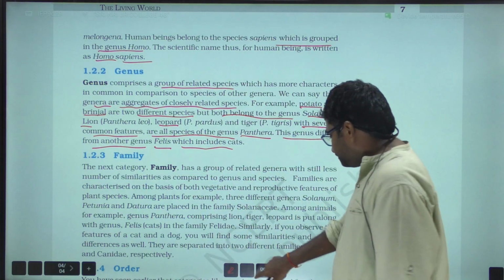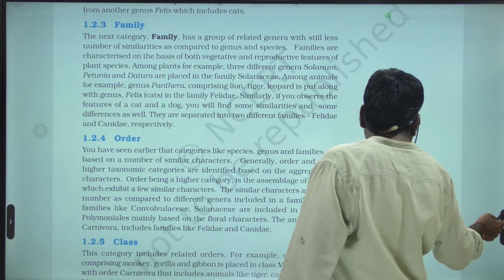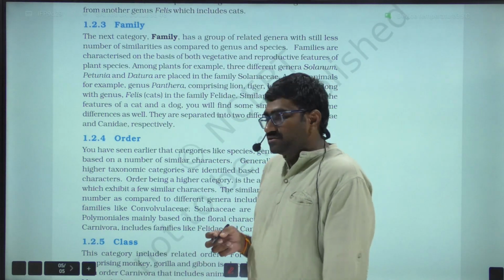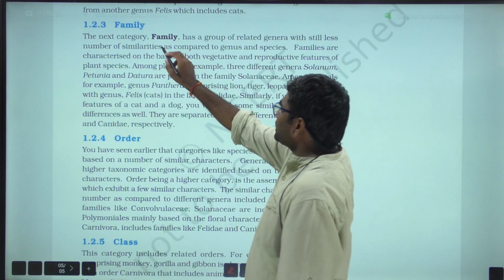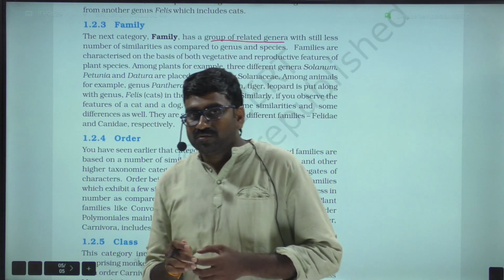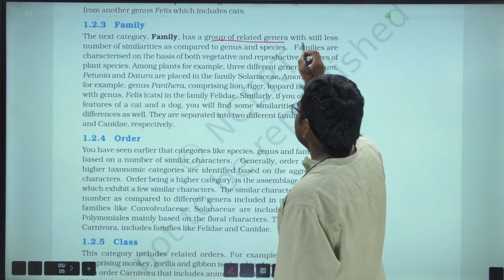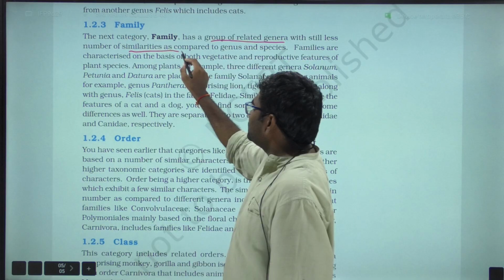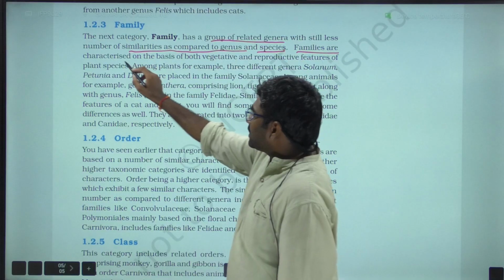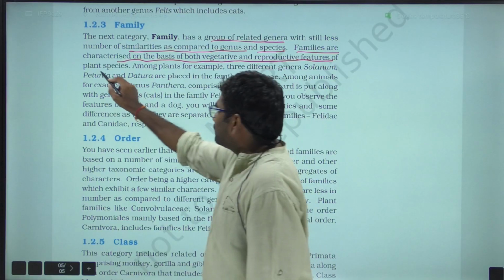Now let us talk about the family. The next category is a family. We had a previous NEET question. A group of related genera is known as a family, with still fewer similarities as compared to genus and species. Families are characterized on the basis of both vegetative and reproductive features of plant species.